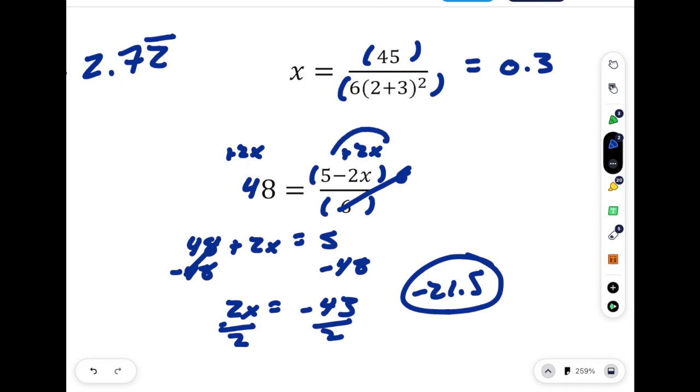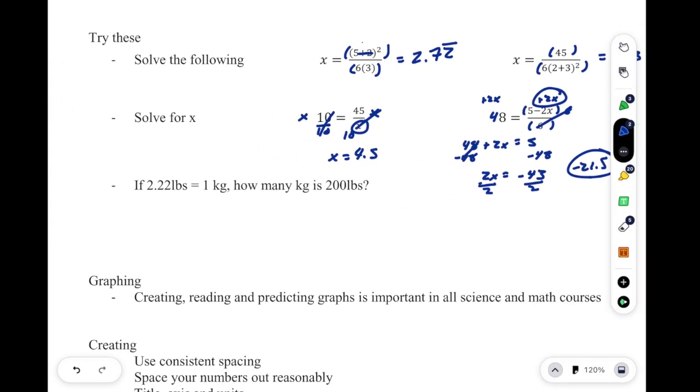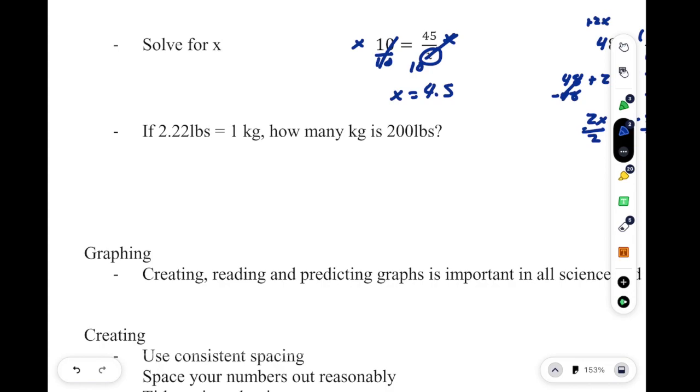Okay, so if you just didn't make this positive off the start, you would have gotten negative x is equal to 21.5, and just move the negative at the end. So either of those are fine. Okay, so one last example here, looking at the unit conversions. There's two ways to do it.